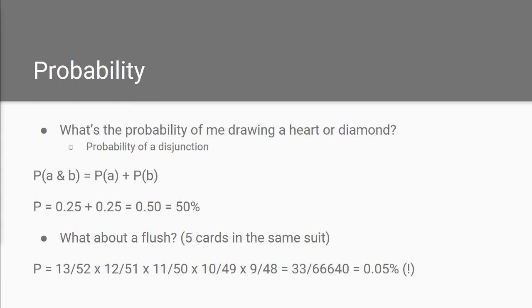You draw that second card. Now you have 50 cards in the deck, and 11 of those remain in that suit. So for the third card, it's 11 in 50. Your fourth card would then be 10 in 49, and finally your fifth card would be 9 in 48. So you multiply each of those probabilities: 13/52 times 12/51 times 11/50 times 10/49 times 9/48. That will get you 33 in 66,640, or a 0.05% chance of getting a flush.